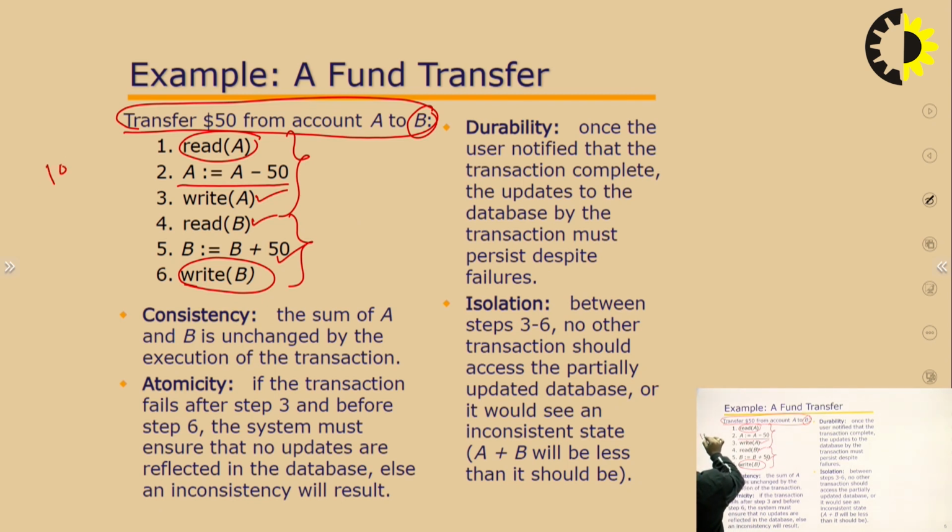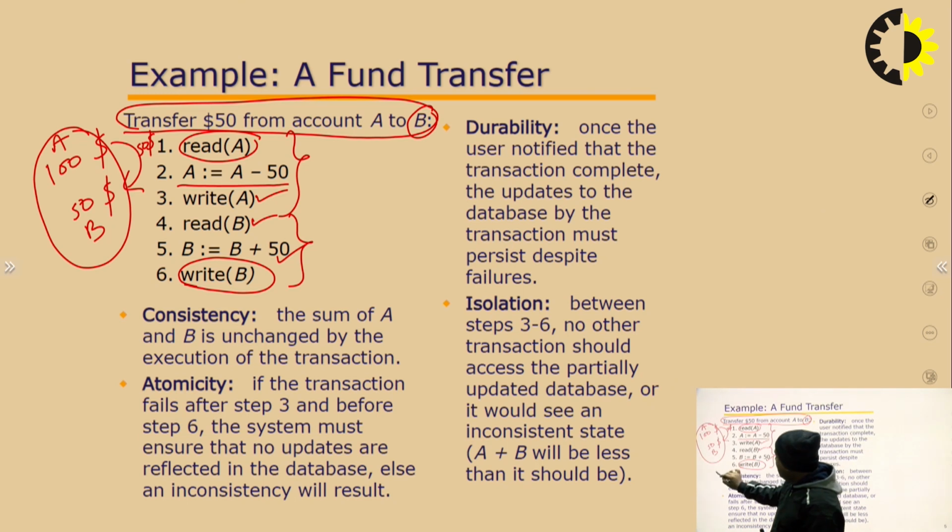A has $100 before the start of the transaction, and B has $50. Okay, so we see the transfer of amount, how much? $50 from A to B. So what will be the total sum of the amount before and after the execution of the transaction? We see that the sum should always be $150, before the start of the transaction and after the commitment of the transaction.